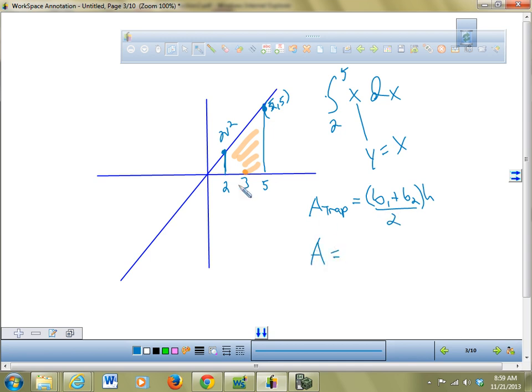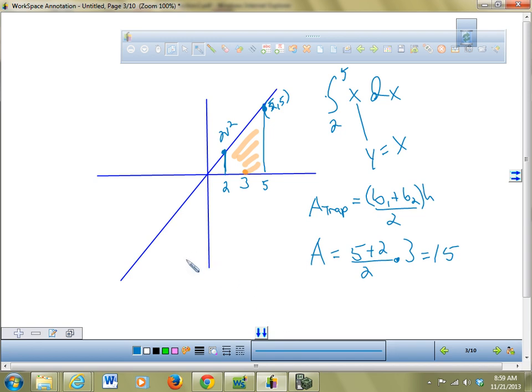What's base 1? 3. No, this is a sideways trapezoid. 5. Base 1 is 5, base 2 is 2, divided by 2, what's the height of this trapezoid? 3. That's 10, 5, 15. The answer is always 15, no matter what number.